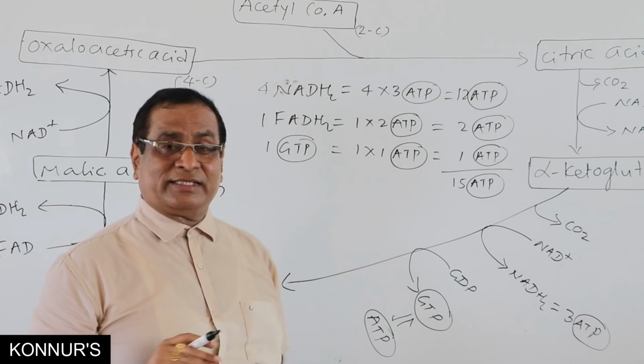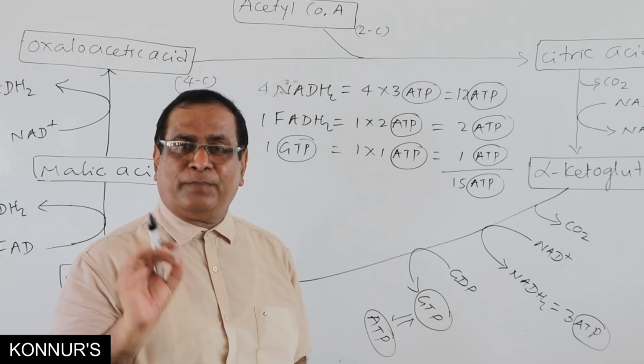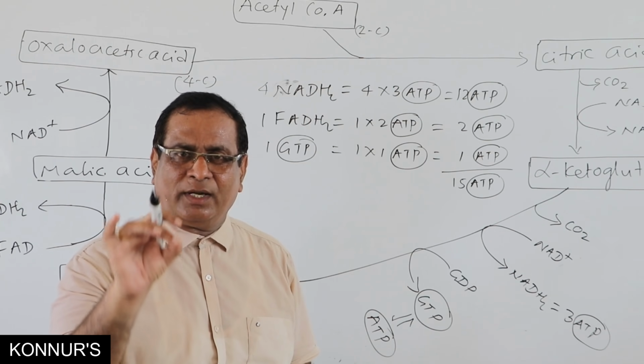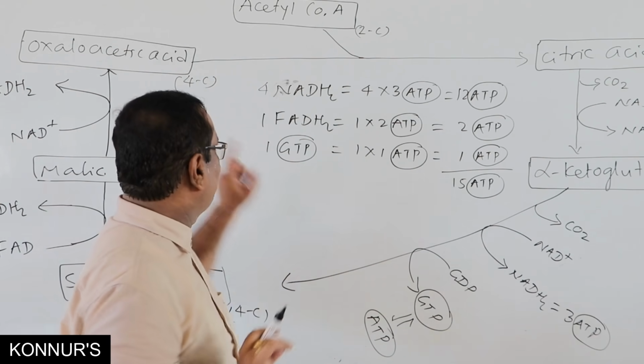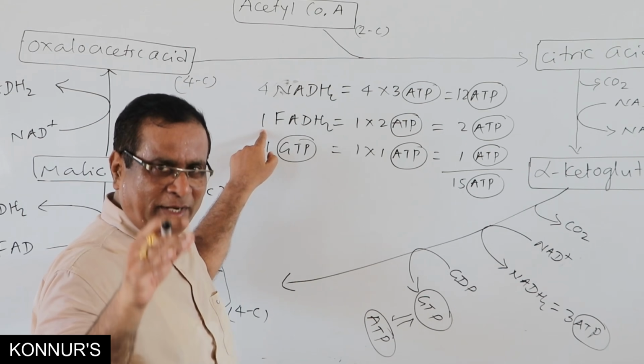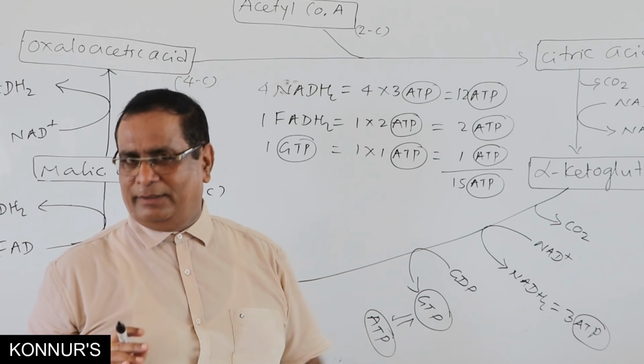When 1 pyruvic acid enters into Krebs cycle, 15 ATPs are formed, but those 15 ATPs are formed in the form of 4 NADH2, 1 FADH2, 1 GTP. They can make questions like anything.